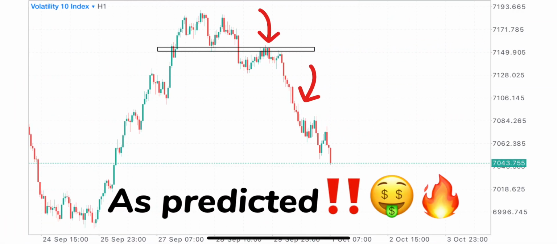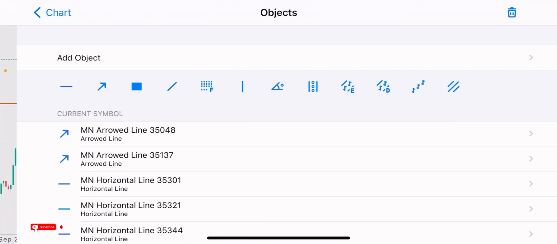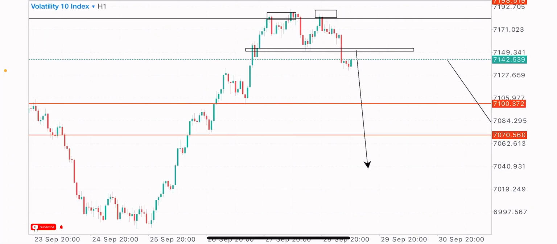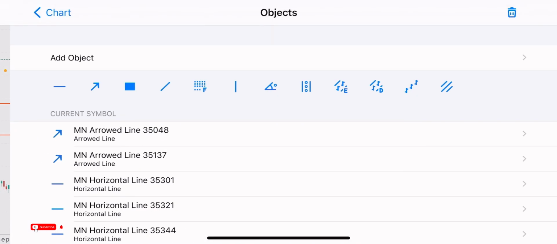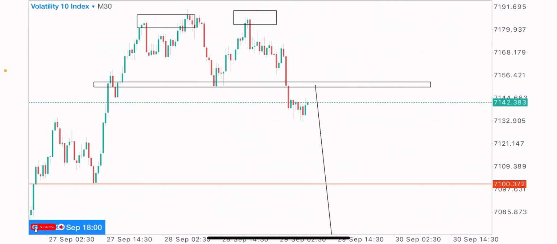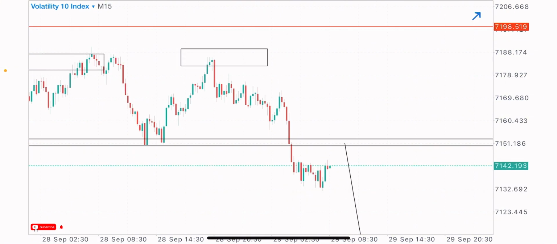We're having our first TP level at this zone. Our first TP level should be at this point. Our second TP level would be at this zone, and our third TP level would be at this point. So these are my market expectations on this index. I'm looking out for sell opportunities on V10 index. So let's watch closely on market progression on this identified key level.